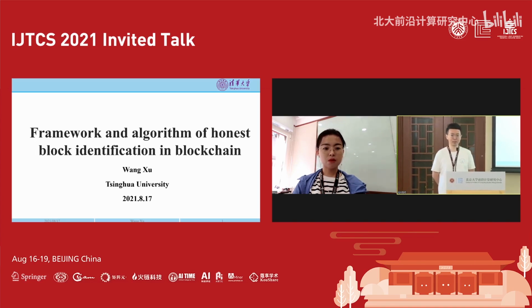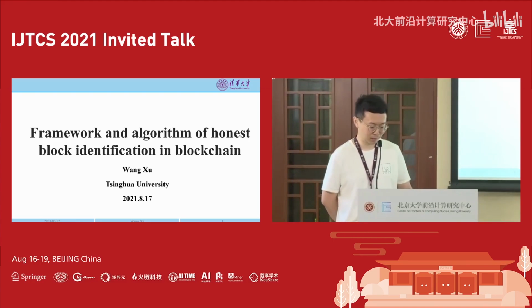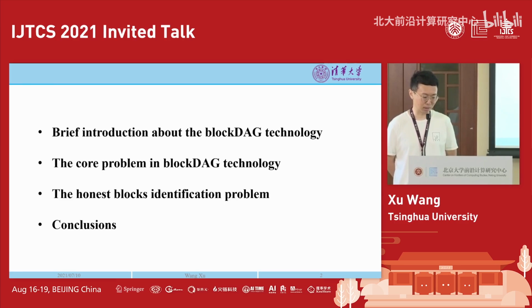Today, my topic is framework and algorithm of honest blocks identification in blockchain. Here is the outline of my topic. It contains 4 parts. The first part is a brief introduction to the block DAG technology. The second part is about the core problem in block DAG technology. The third part is the honest blocks identification problem. It's the significant part of the report. The last part is the conclusions.